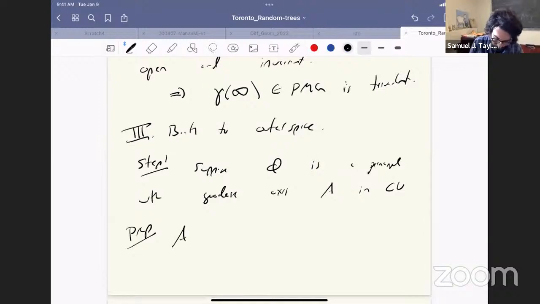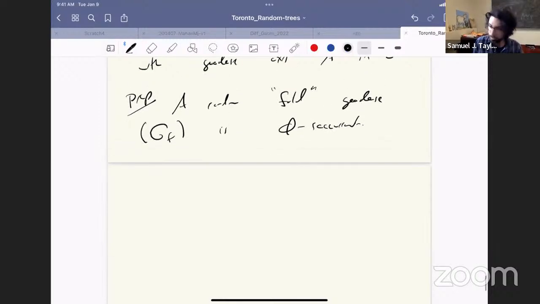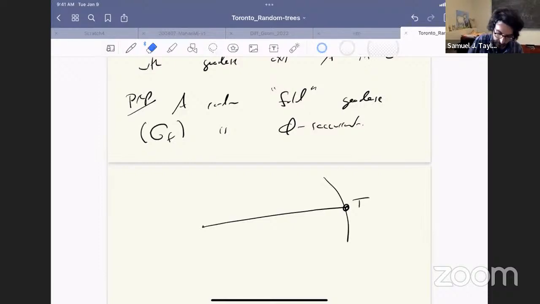So same thing. A random folding geodesic. I'll tell you what folding means in a second. I usually denote that g(t) is φ-recurrent. Okay, so the picture is the same. Here I pick my random point, my random tree in the boundary of outer space, and g(t) is the random geodesic to that point. You should think of it as a one-parameter family of graphs. That's why it's being denoted g(t), but it's a geodesic.